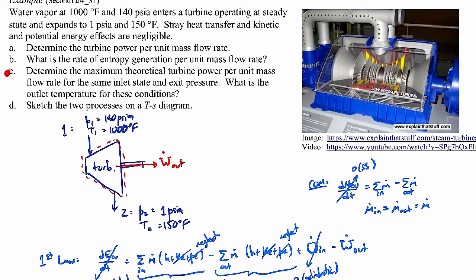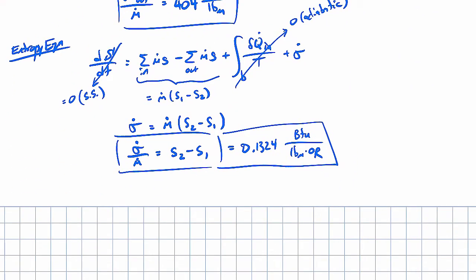Now for part C, we're asked to find what the maximum theoretical turbine power per unit mass flow rate should be for the same inlet state and exit pressure. So we want to find the maximum theoretical turbine power. I just sort of alluded to that a moment ago. That's going to occur when we have no irreversibility, right? So that's going to occur when the sigma dot would be 0. Well, in that case, if you go back to our entropy equation and take a look at it for a second, if we're operating at steady state, the left-hand side is 0.